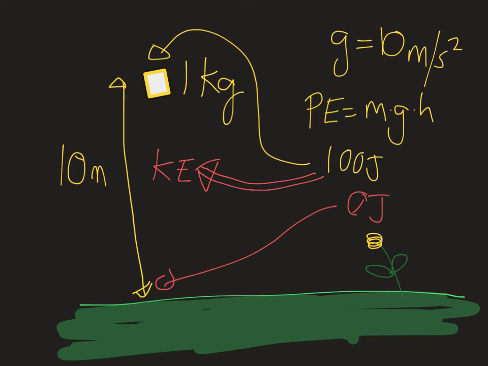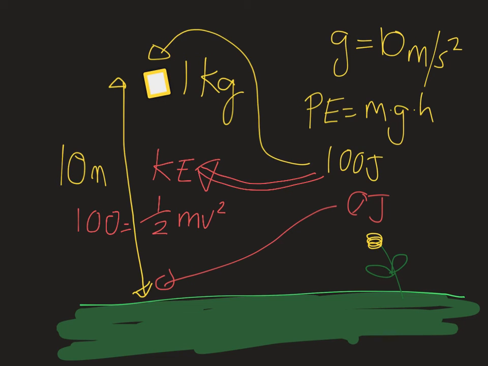Now, there's an equation for working out kinetic energy. That's half its mass times its velocity squared. And that's kind of cool, because you can use that to work out how fast the block is going when it hits the ground, or just before it hits the ground, because when it hits the ground, it stops pretty fast. So we can put some numbers in. We know that we've converted all of that potential energy, 100 joules, into kinetic energy, so we know that 100 is equal to half mv squared.